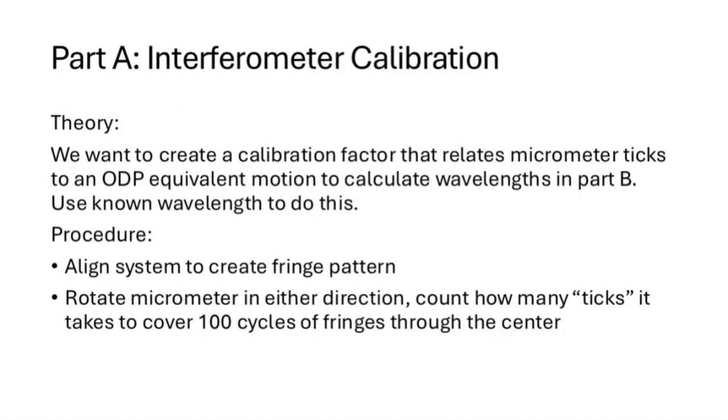So our goal in part A was to create a calibration factor that allows us to relate the micrometer readings to the optical path length difference between the two mirrors, which would allow us to calculate the wavelengths in part B. We did this by aligning the system to create a fringe pattern and then rotating the micrometer in a clockwise direction and counting how many ticks it took to cover 100 cycles of fringes through the center.